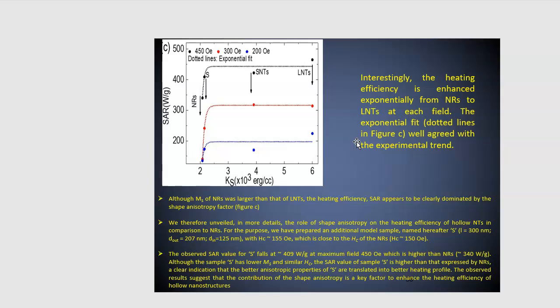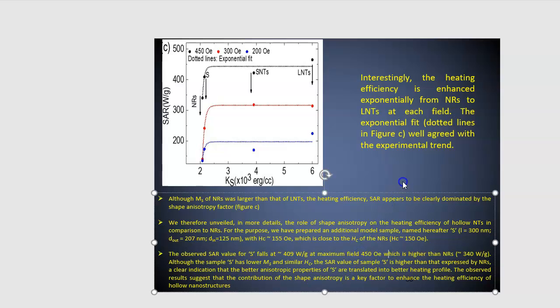For this purpose, we have prepared another sample named here as capital S, where the length or thickness is around 300 nanometer, outer diameter is 207 nanometer, and inner diameter is about 125 nanometer, with coercivity about 155 Oersted, which is very close to the coercivity of nanorings. And the observed value of the SAR is about 409 watt per gram at maximum field of 450 Oersted, which is higher than the nanorings.